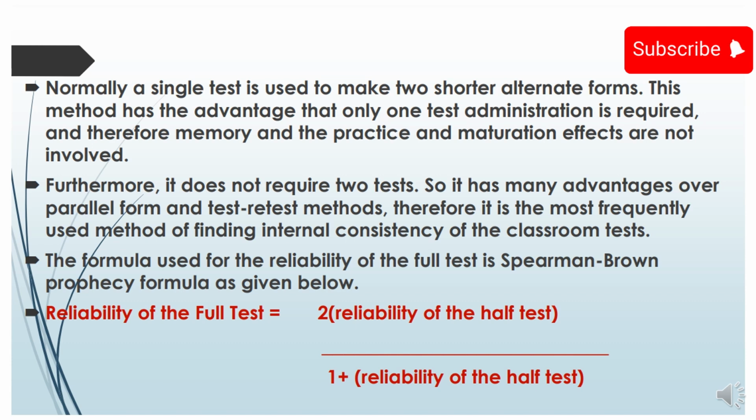So the formula used for the reliability of the full test is the Spearman-Brown prophecy formula, as given below. The reliability of the full test is equal to 2 times the reliability of the half test, divided by 1 plus the reliability of the half test.